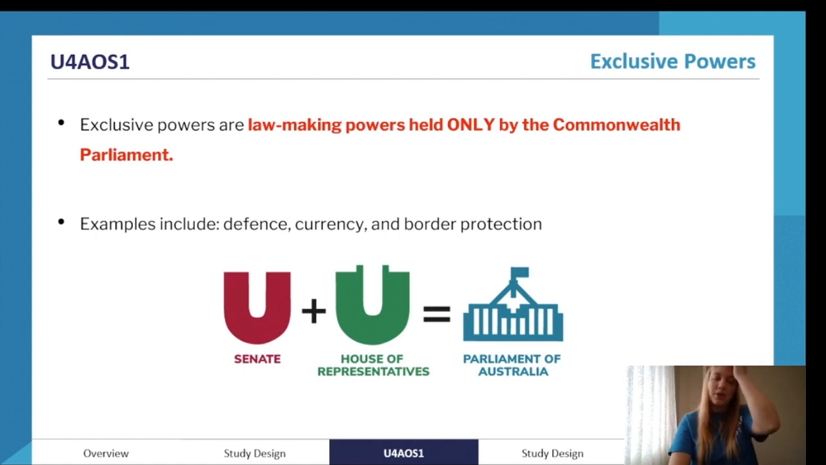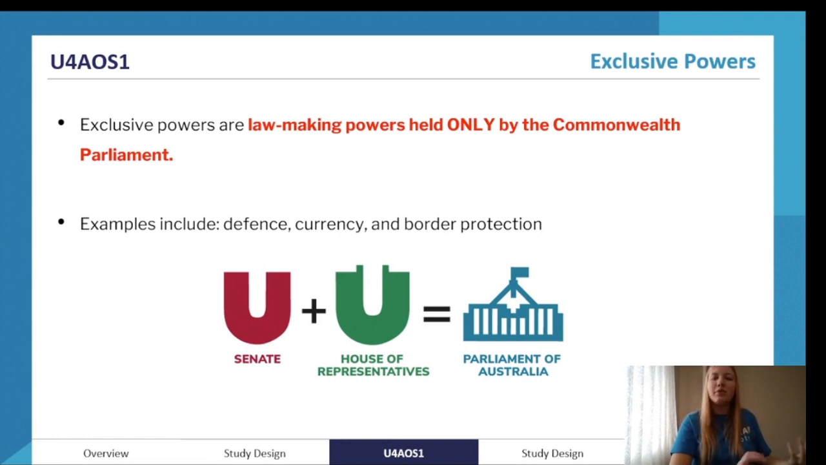So exclusive powers are usually just specifically noted or entrenched in the Constitution that the Commonwealth has those powers. That's something else that you need to know. Examples of these include things that are very clearly only the country itself can do, such as defense, military, currency of the country, border protection, and of course, you might even say things like Commonwealth level criminal offenses. There's lots you could think of. You might think about export and import with other countries as well.